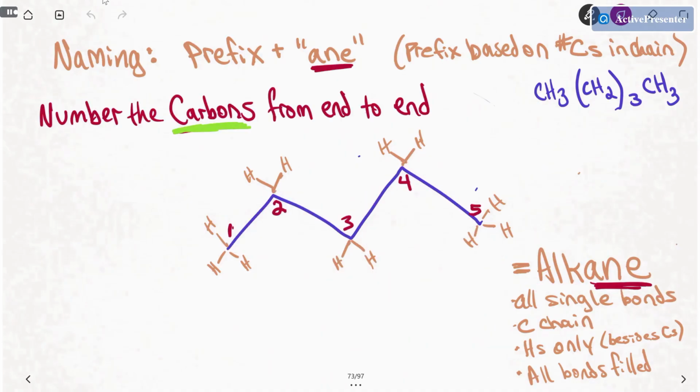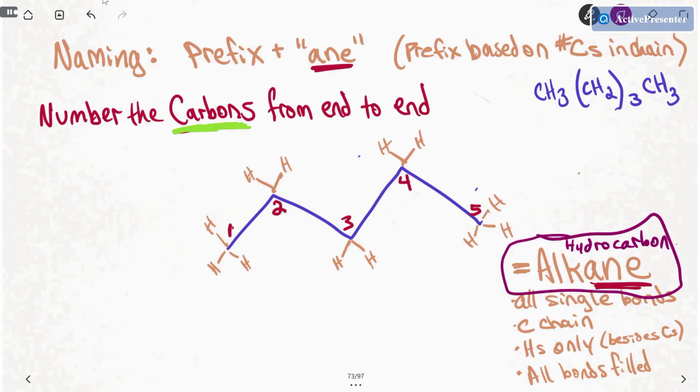So this alkane is a hydrocarbon, right? It's just a chain of carbons with hydrogens sticking out from the carbons to make sure each carbon has all 4 bonds that it needs. So it's a hydrocarbon. It's called an alkane. So first you're going to number the carbons from end to end.